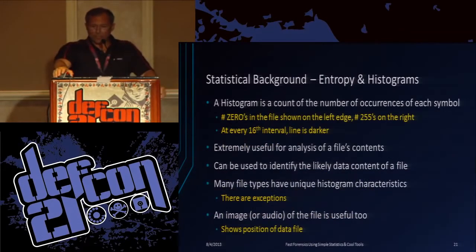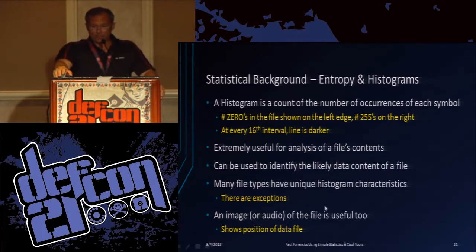So the histogram, I've kind of talked about that already. Just on the chart, the left side is going to be the 0 count, and the right side of the chart is the 255 count. The darker lines are at 16-value intervals. So at 16, the line is a little darker. At 32, the line is a little darker, just to kind of break it up a little bit.